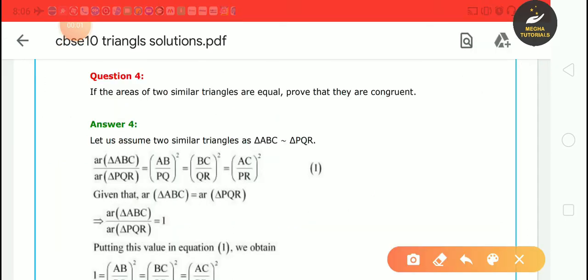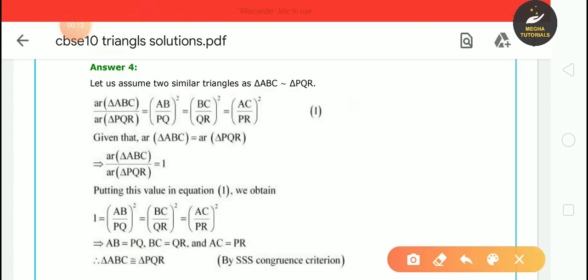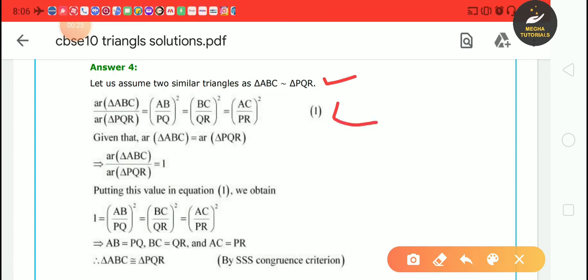Question 4. If the areas of two similar triangles are equal, then we have to prove that they are congruent. So let's start with the solution. Let us assume two similar triangles are triangle ABC and triangle PQR. So triangle ABC is similar to triangle PQR. Therefore we can write area of triangle ABC upon area of triangle PQR is equal to AB upon PQ the whole square, BC upon QR the whole square, is equal to AC upon PR the whole square. That is equation 1, and this is because of the theorem of areas of similar triangles.